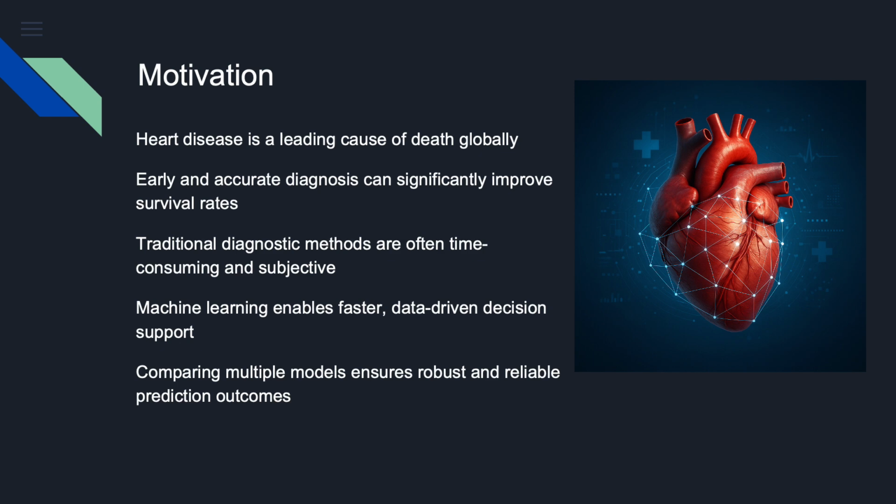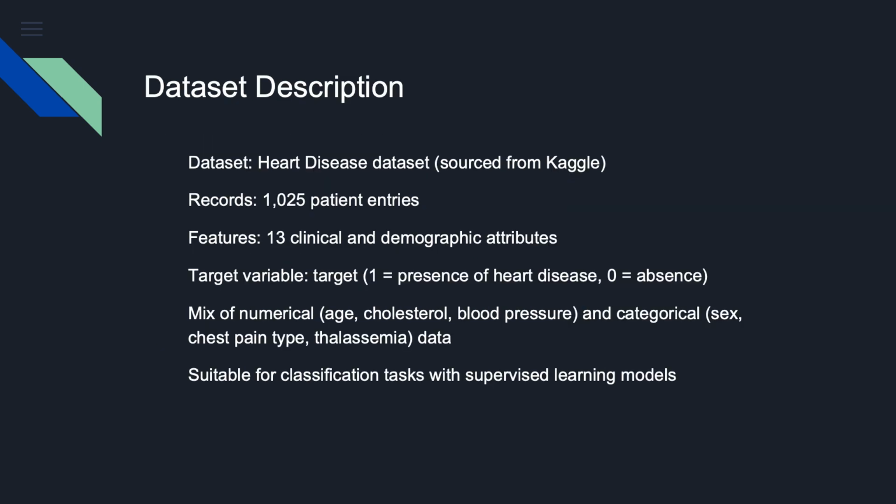Early and accurate diagnosis can save lives, but traditional methods are often slow and subjective. Machine learning offers faster data-driven support for doctors, and by comparing different models, we can ensure more reliable prediction outcomes. We use the heart disease dataset from Kaggle, which has 1025 patient records and 13 attributes such as age, cholesterol, blood pressure, and chest pain type. The target variable shows whether a patient has heart disease or not. Since it includes both numerical and categorical data, it is well suited for supervised classification models.